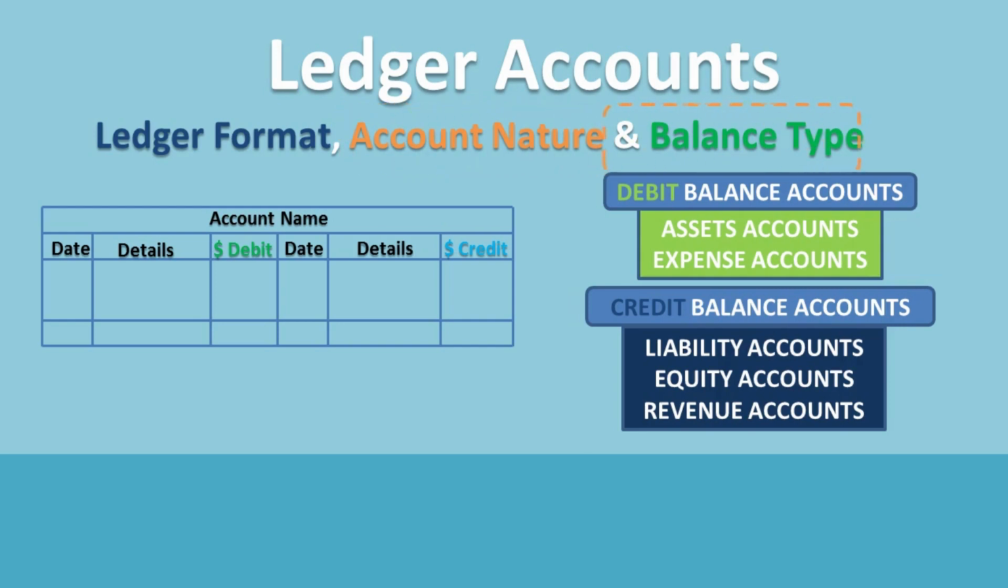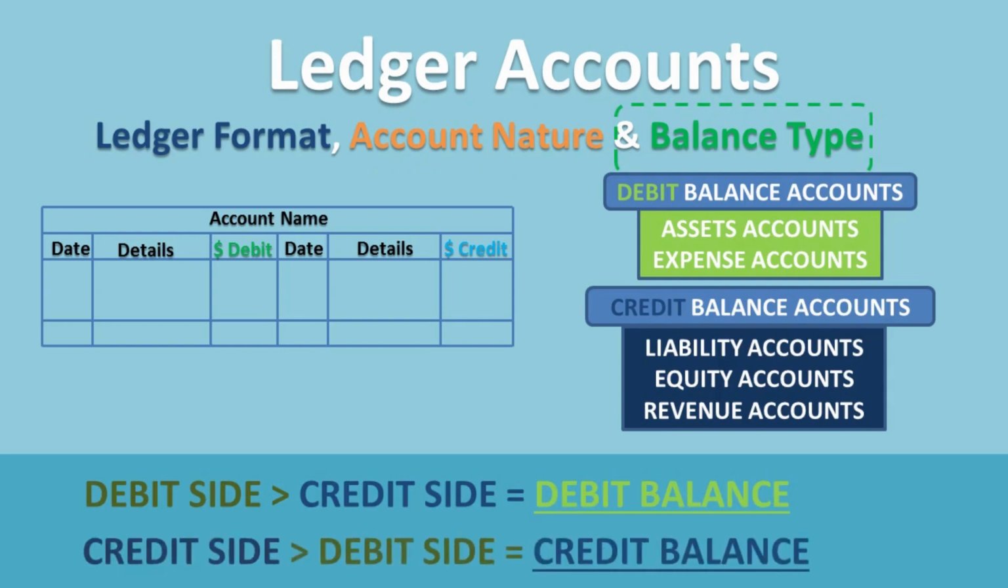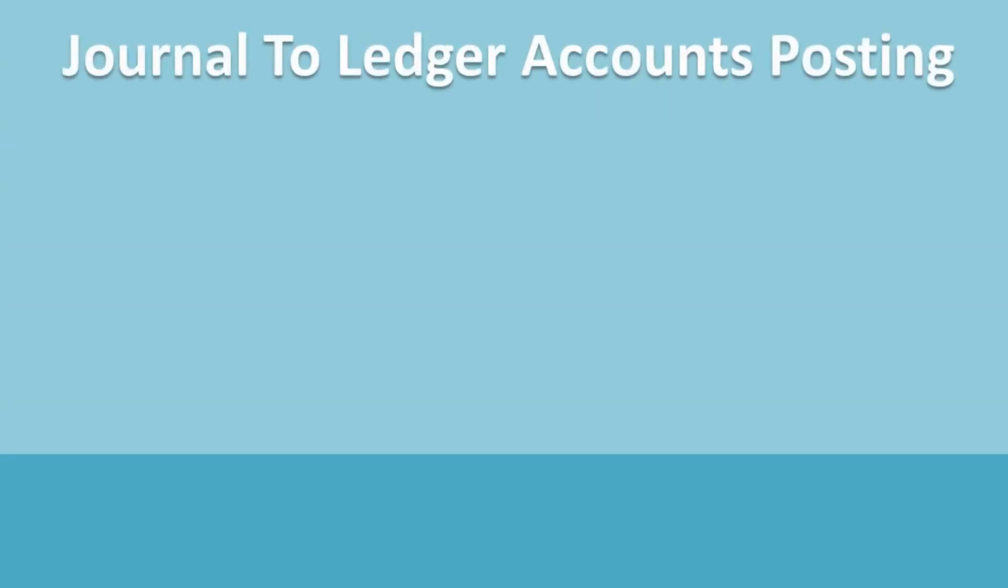Now let's see how to calculate the balances. Here is the rule. If the total of the debit side is greater than the credit side, the differential amount will be a debit balance. And if the total of the credit side is greater than the debit side, the differential amount will be a credit balance. Now let's see how a journal entry is posted into a ledger account, with a simple example.